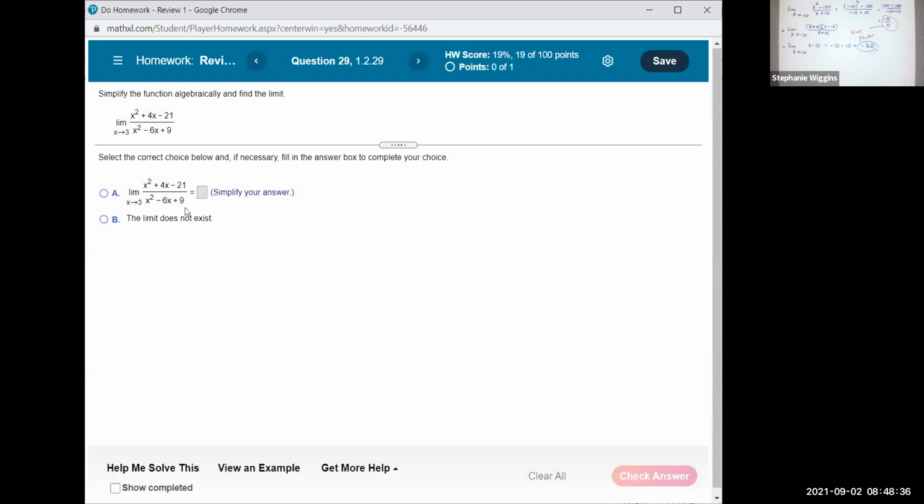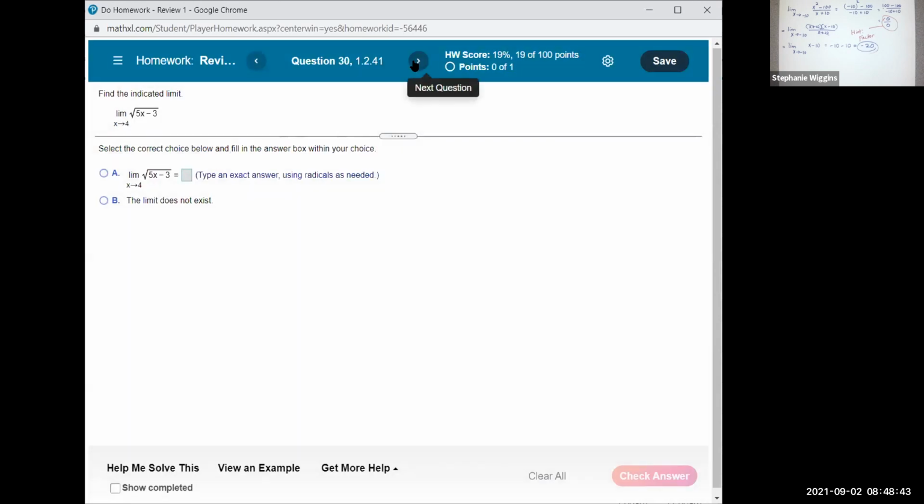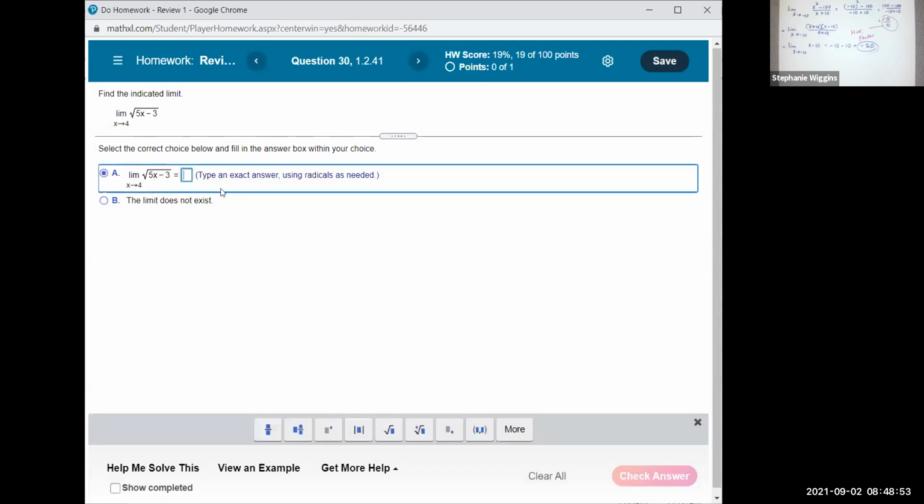Same problem, factor. You're going to plug in 3, you're going to get 0 over 0, you factor, and then plug in the number after you factor. Here, you're just plugging in 4. Don't be bothered by the radical. You plug in the 4, 5 times 4 is 20, minus 3, square root of 17 is your limit.